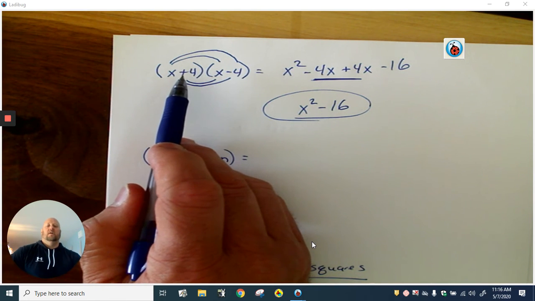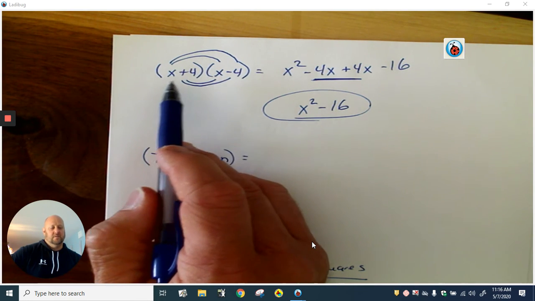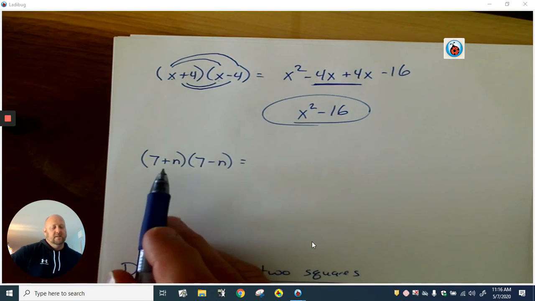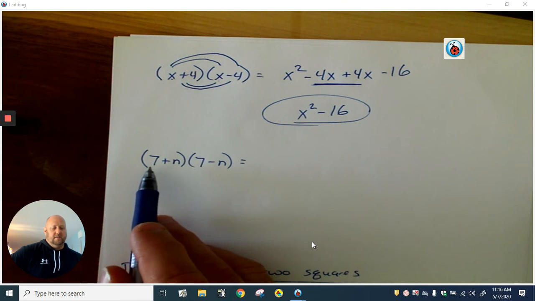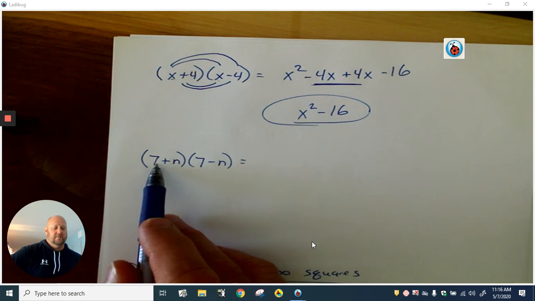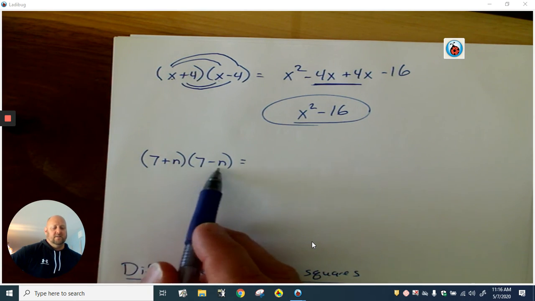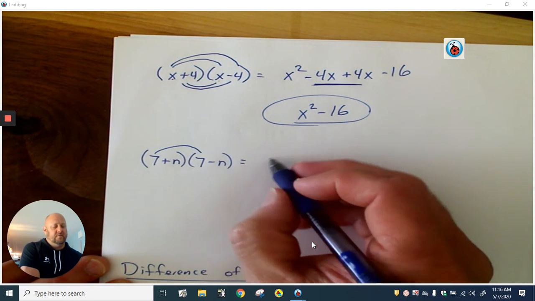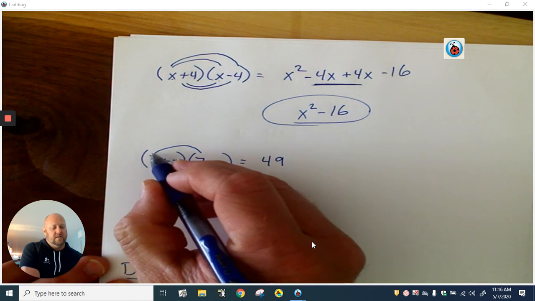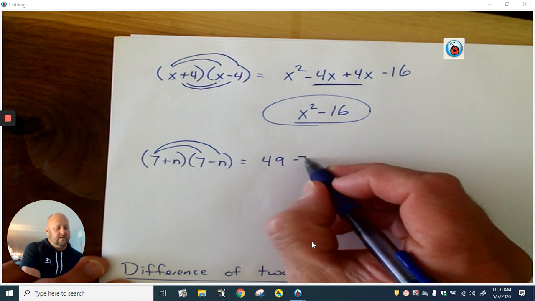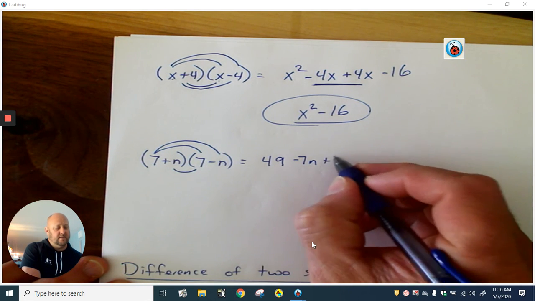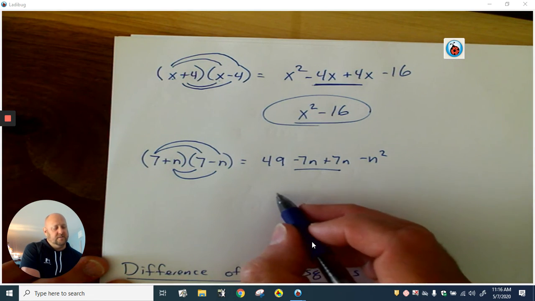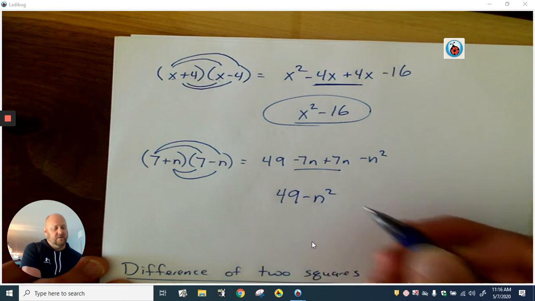Notice this only works when you have a positive and a negative, okay? The first term is the same, but then it's plus 4 and a minus 4, okay? Same thing is going to happen when we have something like this, 7 plus n, 7 minus n, okay? The first term is the same, and then the second term is the same value, but one's positive, one's negative. When we FOIL that out, we get 49 for our first, and then we got a minus 7n, and then on the insides we get a plus 7n. And then we get a negative n squared. So again, those middle terms cancel, leaving us with 49 minus n squared.